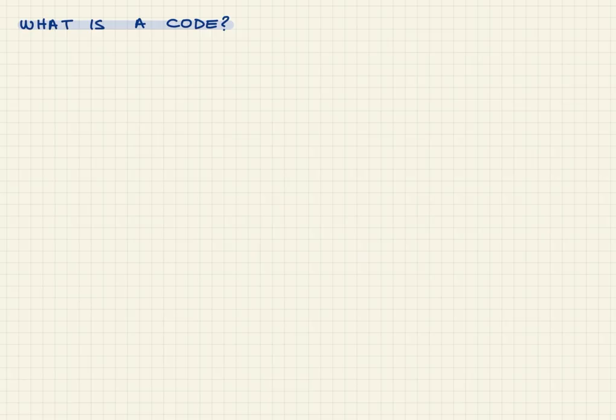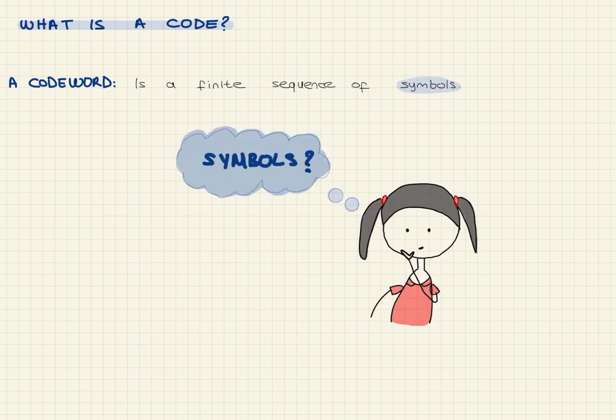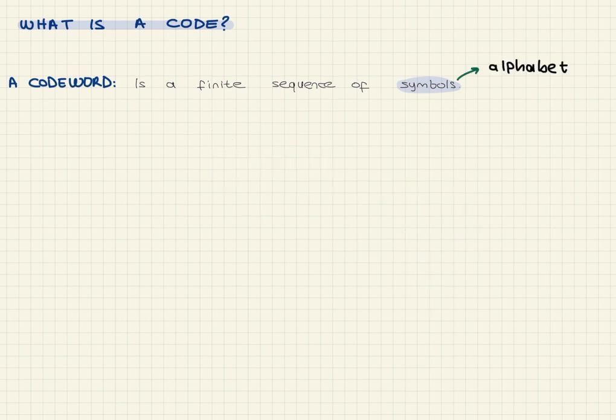Let me start from the basic terms of coding theory. A code word is a finite sequence of symbols. Symbols? What do you mean by symbols? They can be anything you can think of, but usually we will consider alphabets or a set of numbers. I will now provide you some examples.